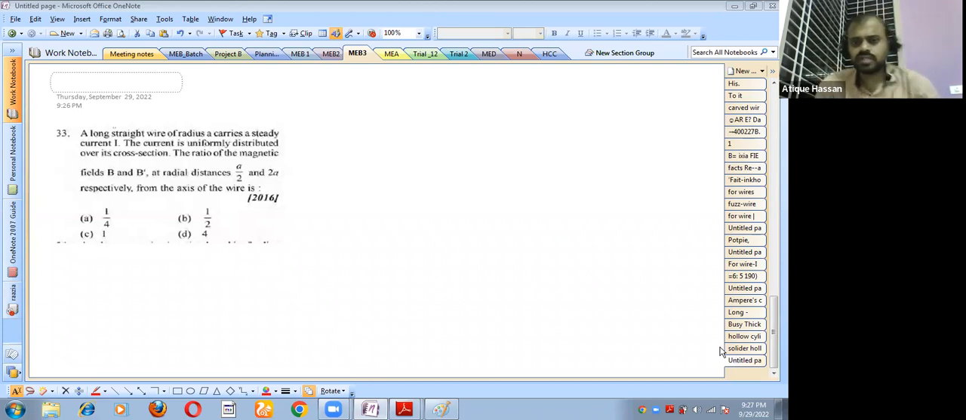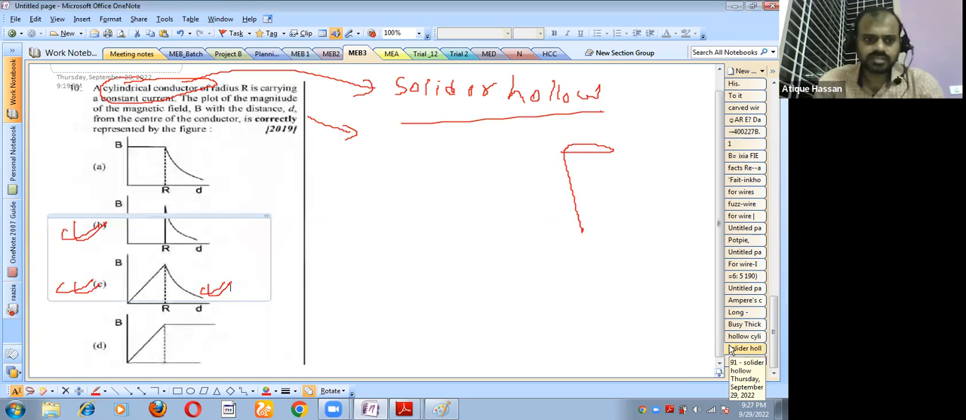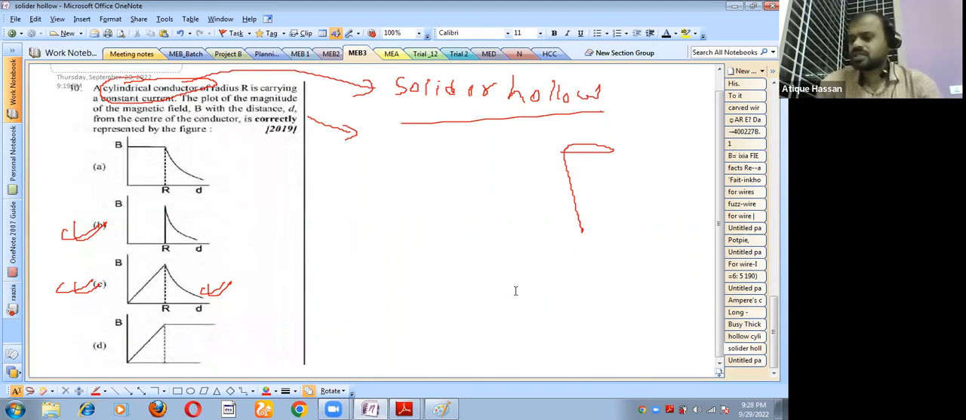Have you understood? In the last question, I was saying that they should have mentioned whether the cylinder is hollow or solid. If it is solid, then the answer could be C. But if it is hollow, the answer could be B also. But they have not mentioned, so we can take it as solid. Getting my point? So the answer could be both B and C, but most appropriately in such cases we can take it as C, since a conductor generally means a current carrying wire, which is solid, so we can take it as solid, but they should have mentioned it. Getting my point?